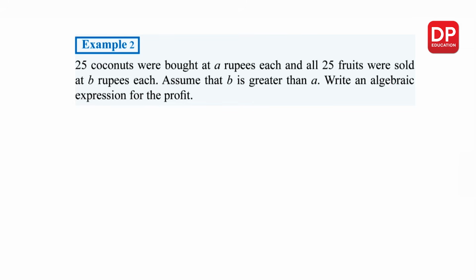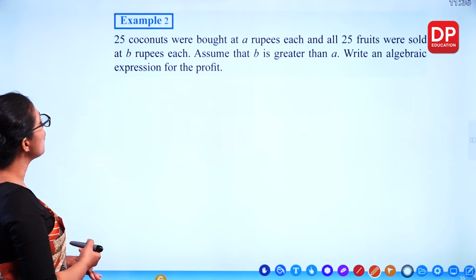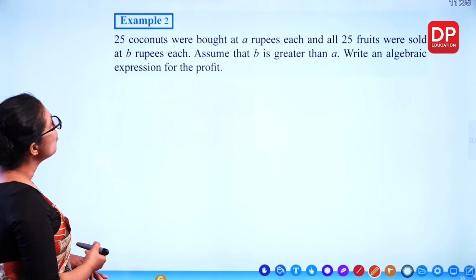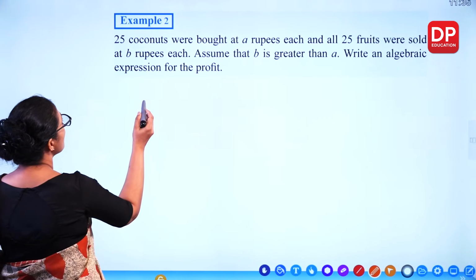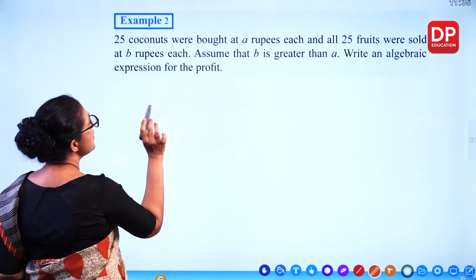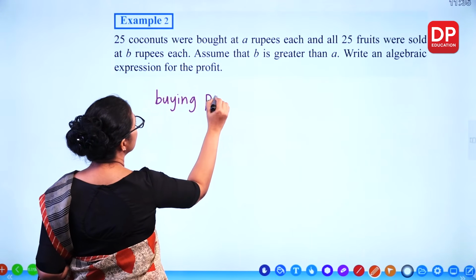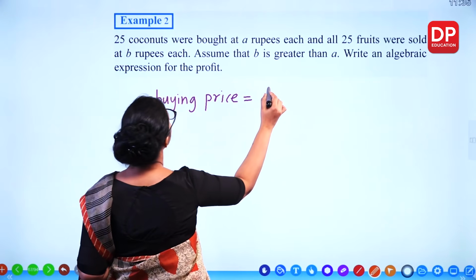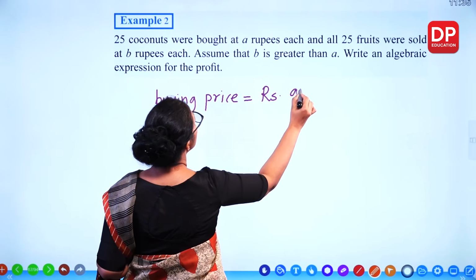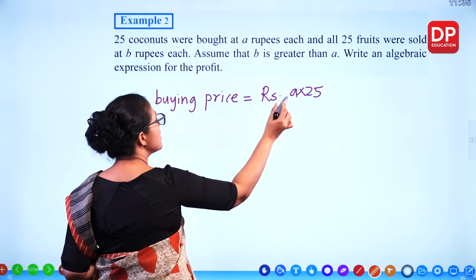Example 2. 25 coconuts were bought at A rupees each, and all 25 fruits were sold at B rupees each. Assume that B is greater than A. Write an algebraic expression for the profit. So, what's the buying price? 25 coconuts were bought at A rupees each. So, buying price is A into 25, we can write 25A.